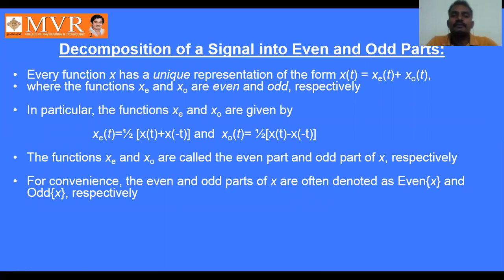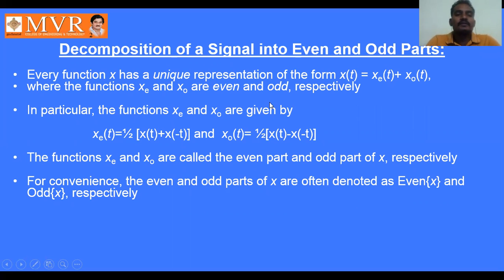Then decomposition of a signal into even and odd parts. Every function x has a unique representation of the form x of t is equal to xe of t plus xo of t. This is the even part of the signal and the odd part of the signal. The entire signal x of t can be expressed as a combination of an even signal and an odd signal, where the functions xe and xo are even and odd respectively.